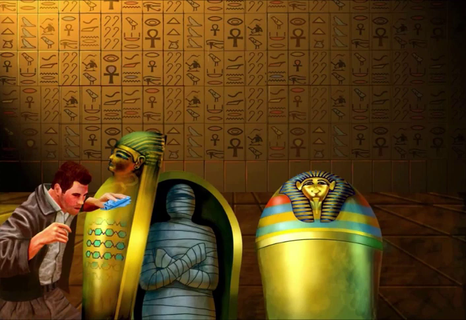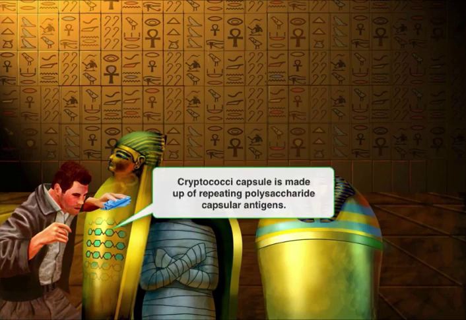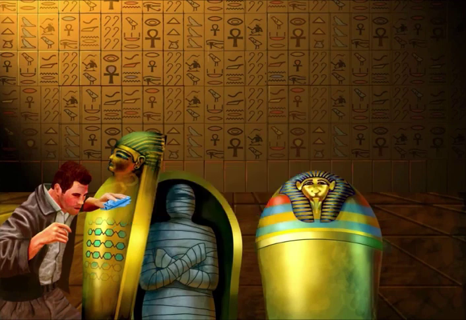Also on the sarcophagi, notice this repeating pattern of circles. This is to remind you that the capsule of Cryptococcus has a repeating polysaccharide capsular antigen. This is an important concept you need to remember for crypto because 1, this capsule is the main virulence factor, making the fungus anti-phagocytic, and 2, it's the basis for one of the diagnostic tests, which we'll discuss shortly.